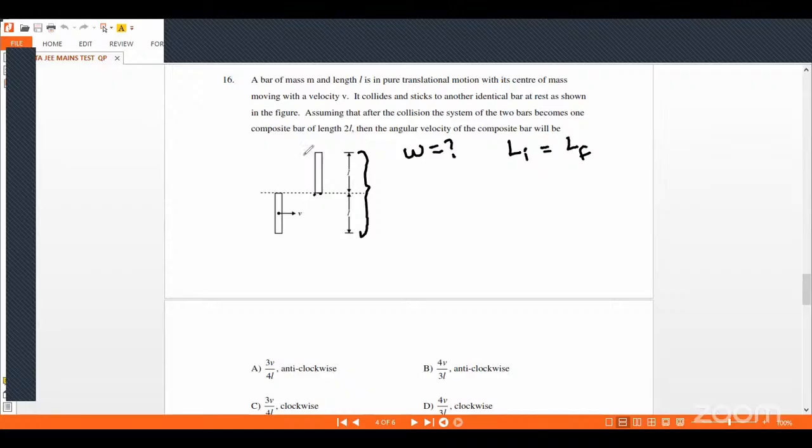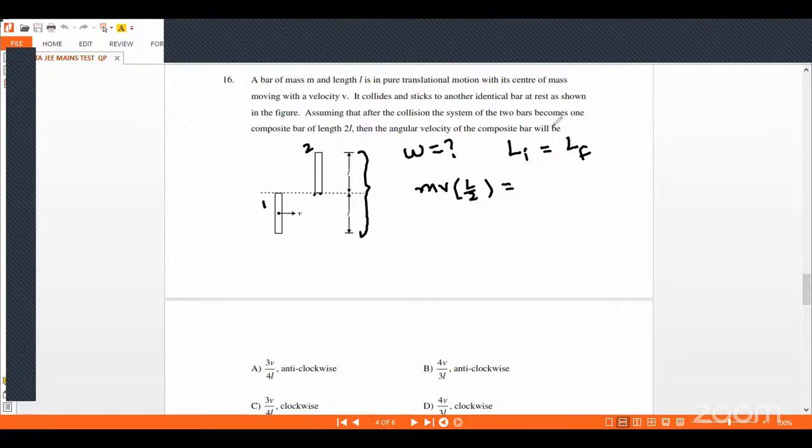This is first bar, this is second bar. Second bar initially is at rest. Only first bar is moving with a velocity v. With respect to the center of gravity, since the velocity is moving from the center of mass, we can say mv times L by 2, equal to... the second rod is at rest only, so there will be no angular momentum.